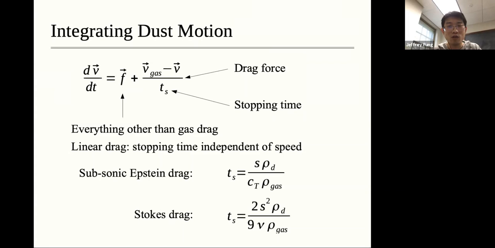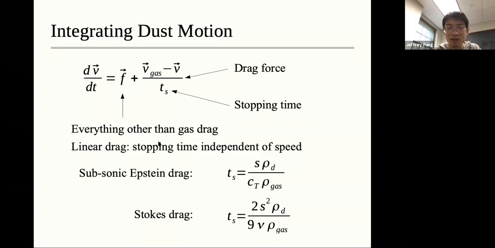Okay. So for dust, the question that I want to deal with here is extremely simple. If we have dust with velocity v, then the acceleration you can write very simply like this. You have a force that is just everything other than gas drag, and then you have the gas drag, which is the velocity difference between the gas and the dust, divided by a thing called the stopping time. This is one way to write drag equations.